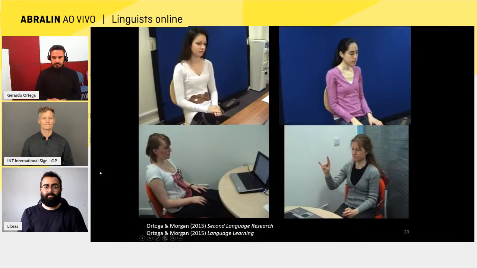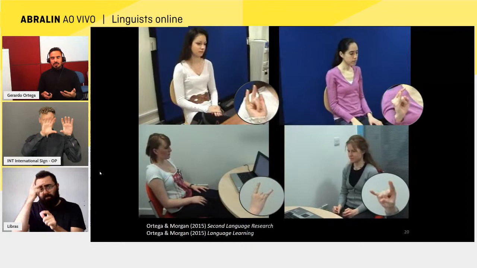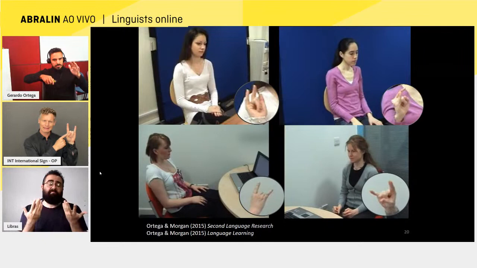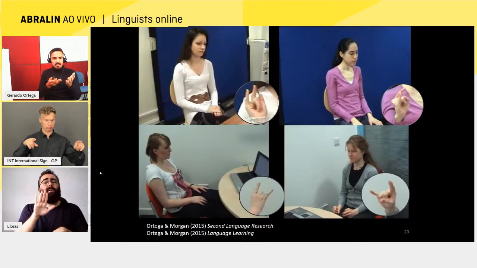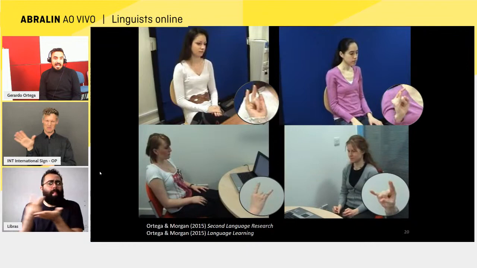So as you can see, all the participants produced a very systematic error when it comes to the hand configuration of this sign. We were expecting that the participants would produce a huge variation of hand shapes and movements, but we actually saw that these errors were very recurrent. So we wondered where the source of these errors could be. And we thought that it was possible that they would come from gestures.